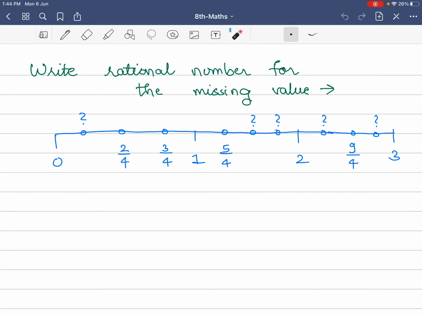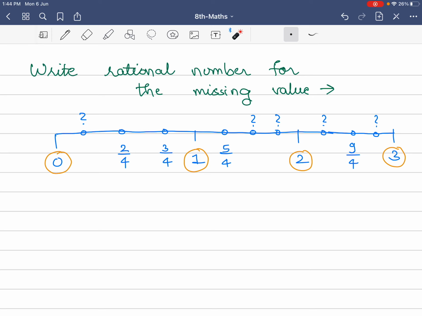So this video is a question video, and the question is: write the rational number for the missing value. Here you can see there's a number line given to us, and these are our natural numbers 0, 1, 2, 3, or to be more precise, these are our whole numbers. In between these whole numbers, we have rational numbers marked, and some are given a value and some have question marks, and our job is to fill these missing values with the appropriate rational numbers.